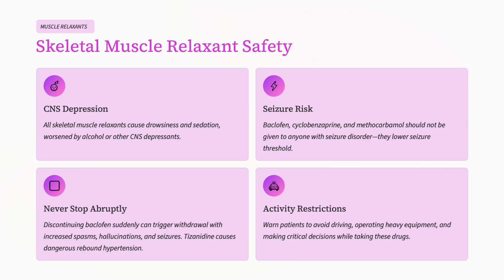These will restrict activity, so we don't want patients to drive or operate any heavy machinery. And also, it will affect their decision-making abilities. And so we don't want them to make any important decisions while they're taking this.